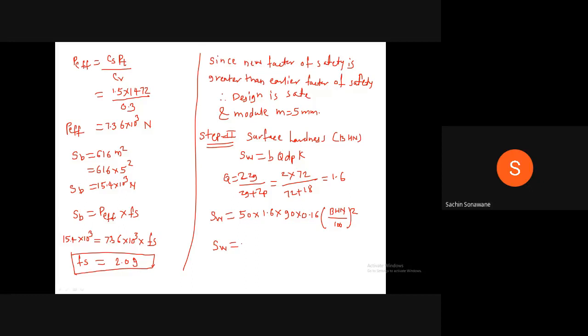Now, what you do? B value you have taken it in mm. Value of B is in mm. This dP is also in mm. Therefore, convert that into meter. Convert that into meter, then SW will come in Newton. Therefore, you have to multiply here by 10 raised to 6. How much then?